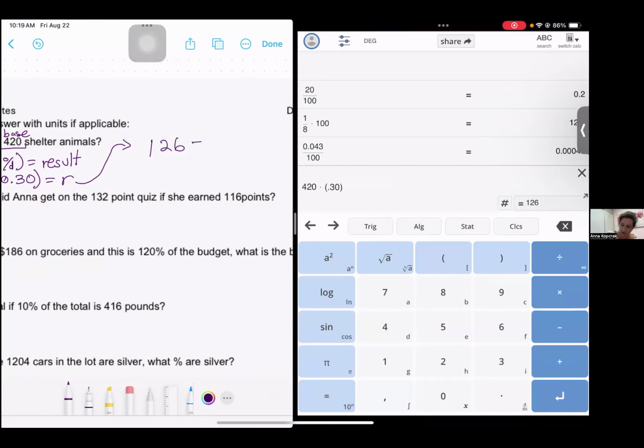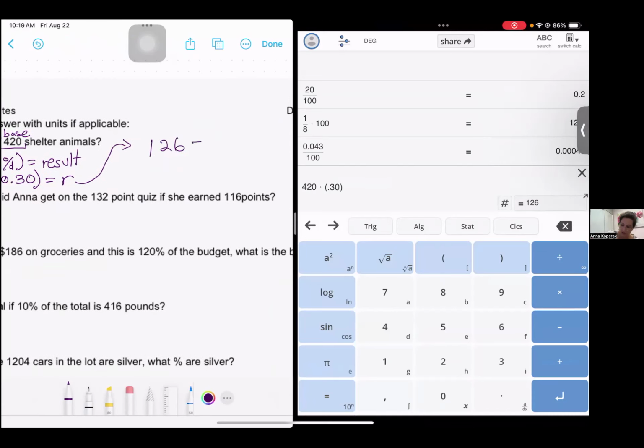Here for part B, what percent did Anna get on the 132-point quiz if she earned 116 points? This one I love because you, ladies and gentlemen, may have already had different activities, examples, assignments in class, and you got your value out of a total value. And again, it says, what percent? Percent is the thing I don't know. Percent is our question mark.